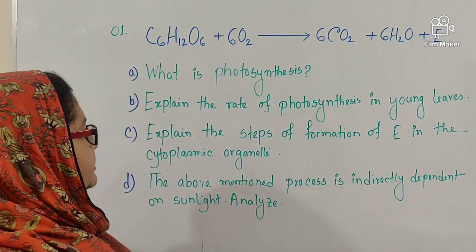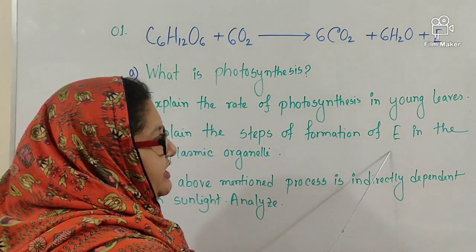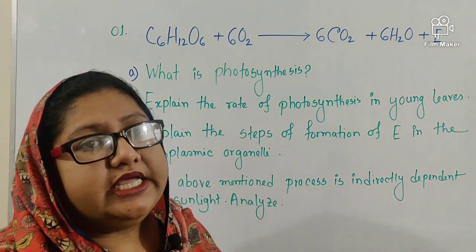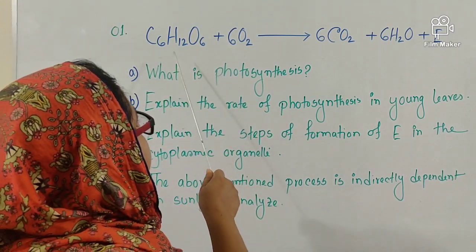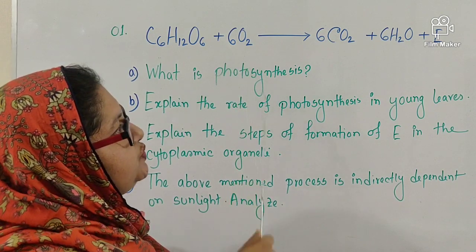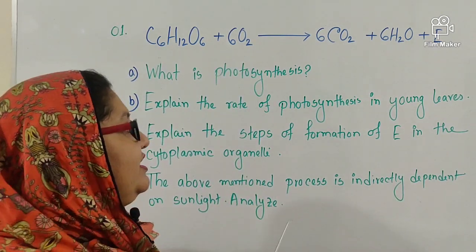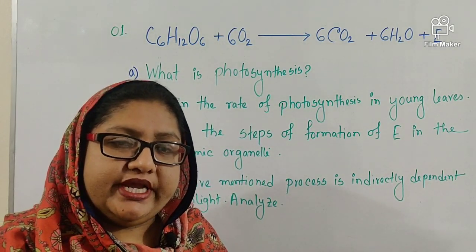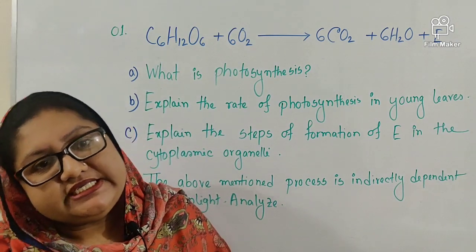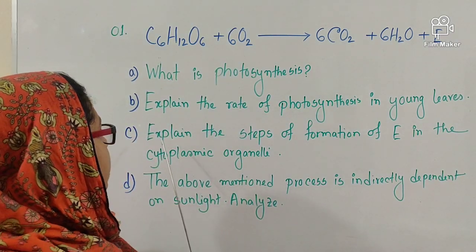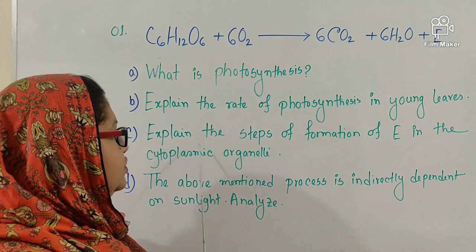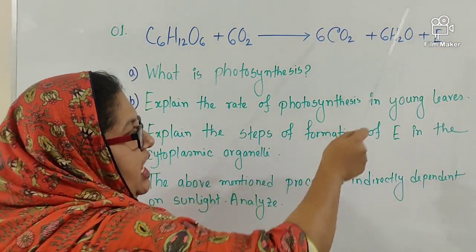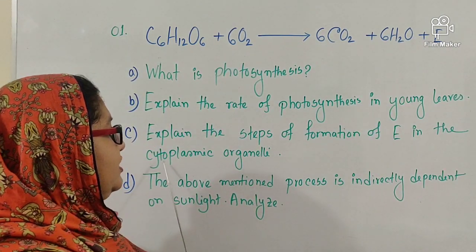Okay. Next question. Explain the steps of formation of E in the cytoplasmic organelle. My dear students, you know this is the process which is known as respiration, and respiration has 4 steps: glycolysis, formation of acetyl-CoA, Krebs cycle, and electron transport system. Now, in this question, you are asked to write the steps of formation of E. E means the energy. The steps of formation of E in the cytoplasmic organelle.